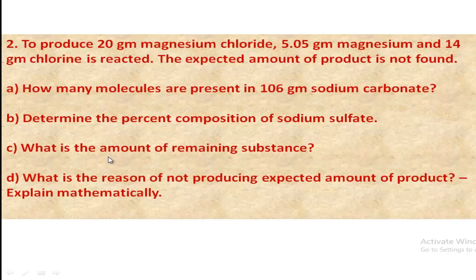Now determine the percent composition of sodium sulfate. Very easy. At first we have to determine the molecular mass of sodium sulfate. Then percent composition, you know the rules. How will you determine the percent composition? What is the amount of remaining substance? Here you have to at first determine the limiting reactant, then the other reactant will be the remaining substance, then you have to subtract the used amount from the given amount, so you will get the answer of remaining substance.